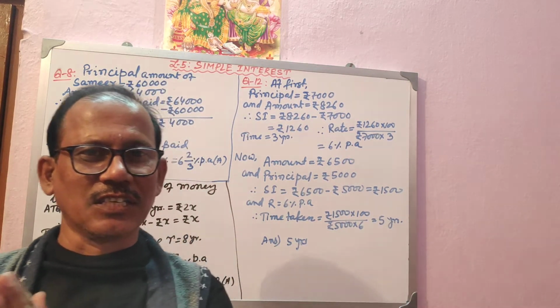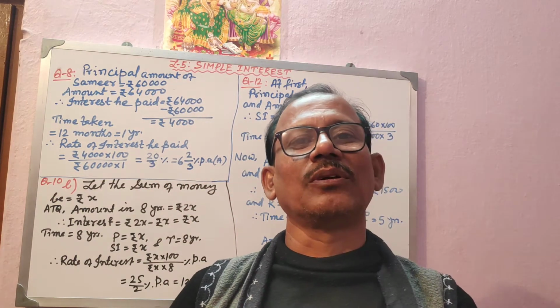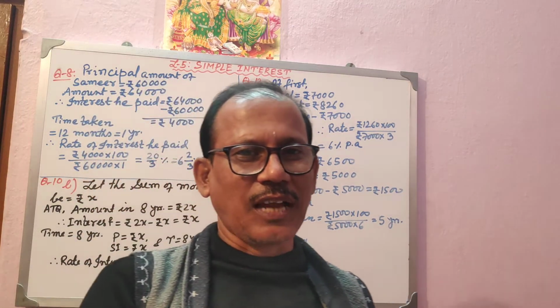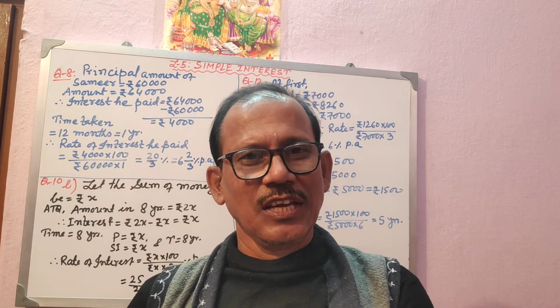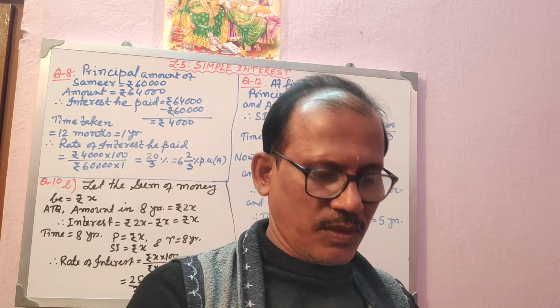So here it is given to you amount, here it is given to you principal. You need to find out simple interest. Already given to you is time. You need to find out rate. So you have principal, you have interest, you have time, you need to find out R. The things are very, very simple once you solve it.